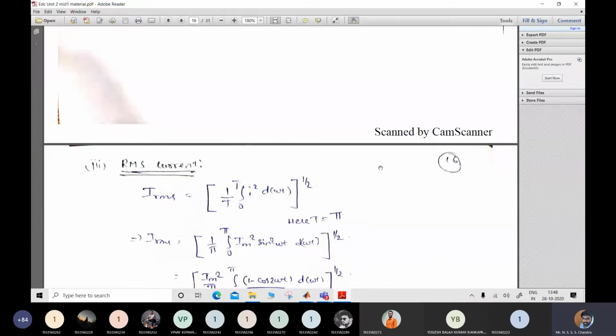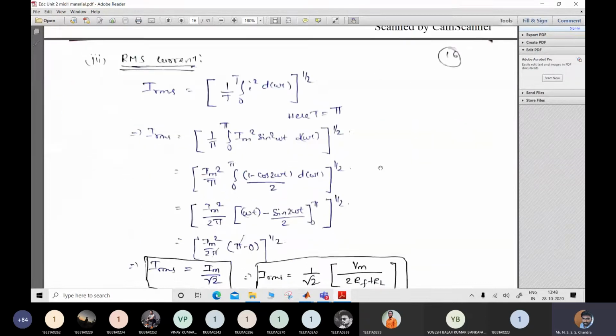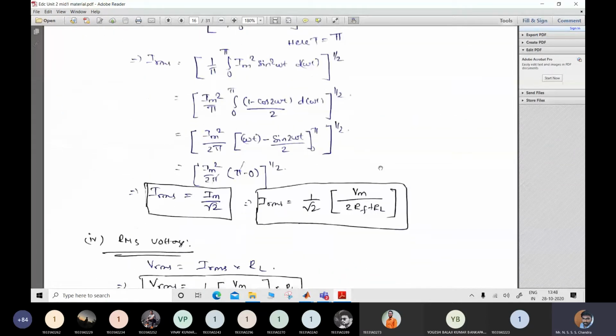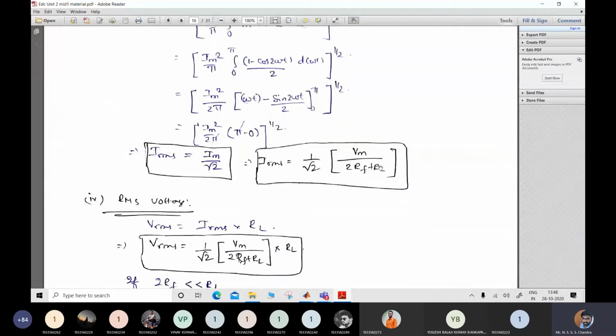Next, the RMS value. I think we have done RMS in the last class. The RMS value we got as IM by root 2. If we rewrite IM in terms of VM, we get 1 by root 2 into VM by 2RF plus RL. Here also you should add the transformer resistance if it is given in the question, otherwise you can ignore that.